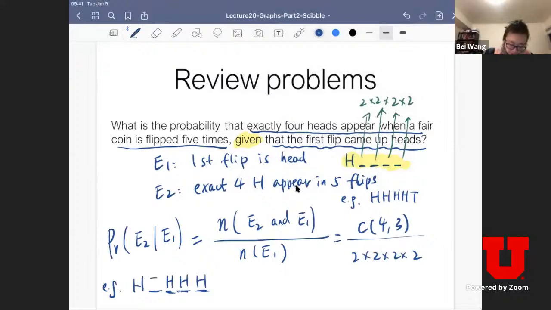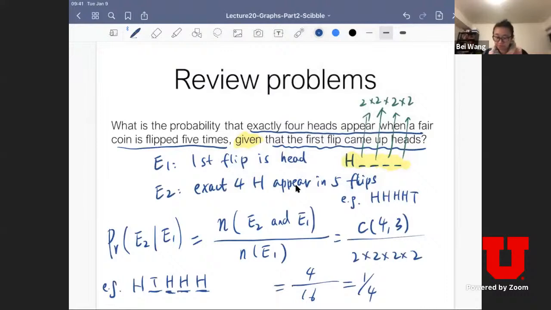Of course, the second one you can put into tail. So that is essentially C4 choose 3. Okay, that's exactly what we have. That's on top. 4 choose 3 is 4. The bottom is 16. So you get 1 over 4. So that is my conditional probability.